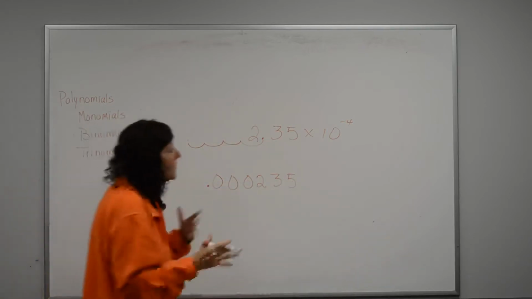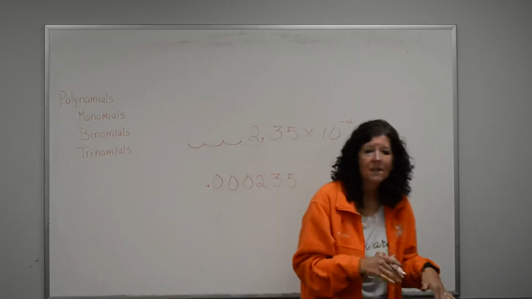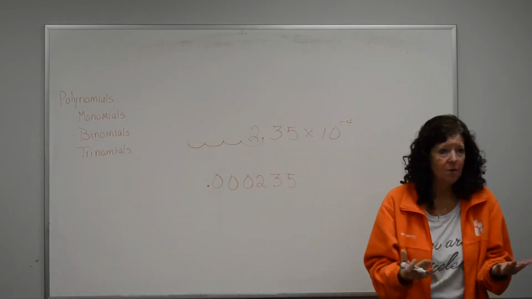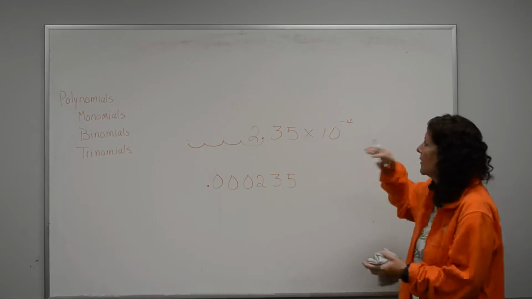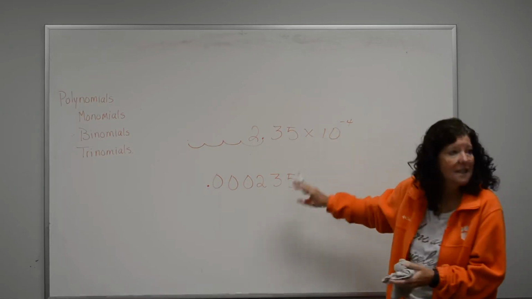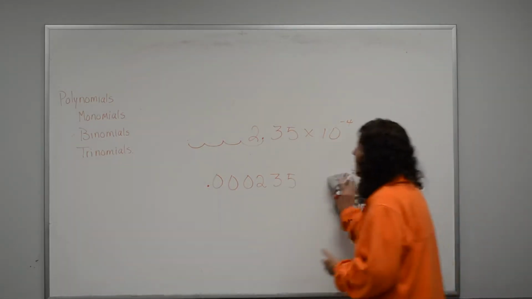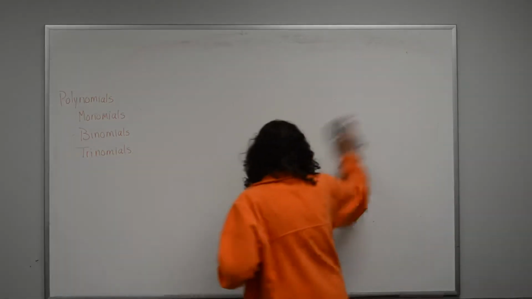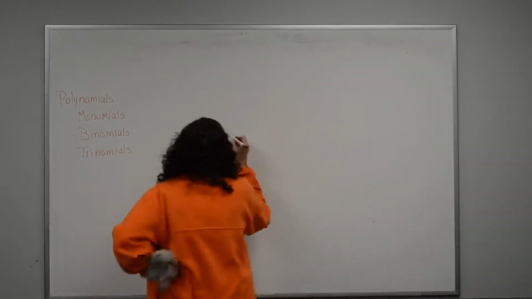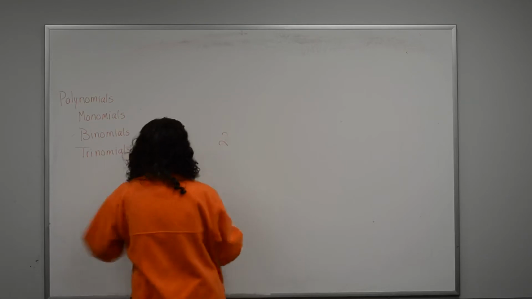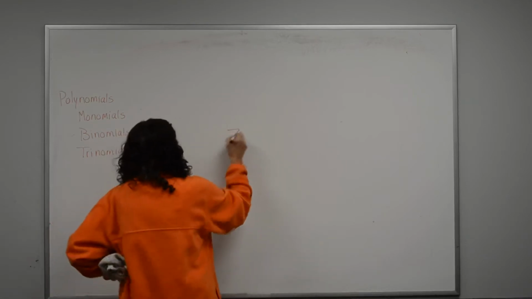Okay, now you have to be able to go back and forth between scientific notation and decimal notation. So these were going from scientific notation to decimal or standard notation. So let's practice that for a minute. Let's say I have this nice long number. I don't know why I stick to the 2.